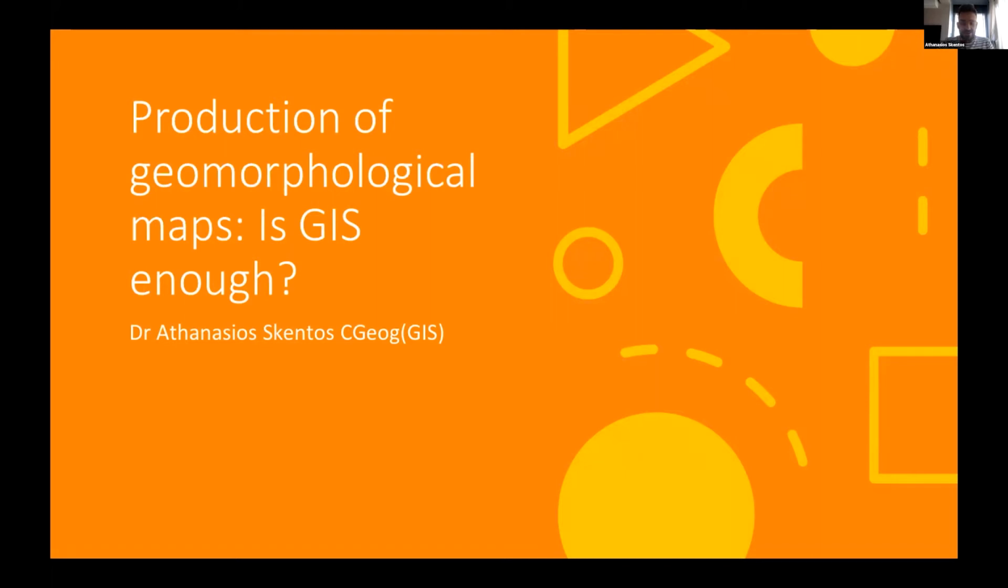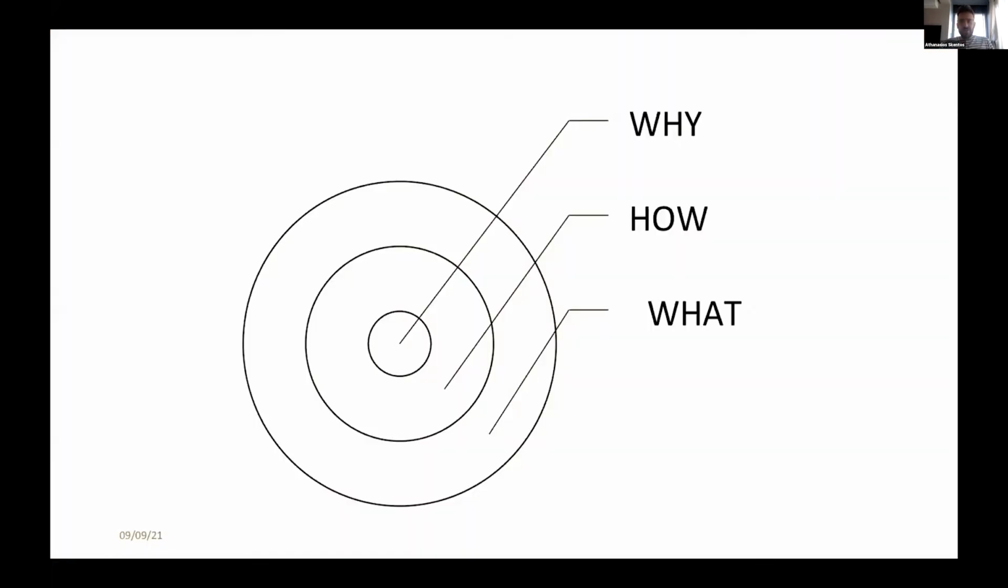Is GIS enough? To begin with, I'm going to start with Simon Sinek's golden circle, but I'm going to do it a bit in reverse. Initially, I'm going to say what exactly a geomorphological map is. Second, the inner cycle is going to be how we actually create geomorphological maps. And at the center of it, we need to understand if GIS is sufficient in this whole process, or we still need all this field work that we have been doing for the last 100 years now.